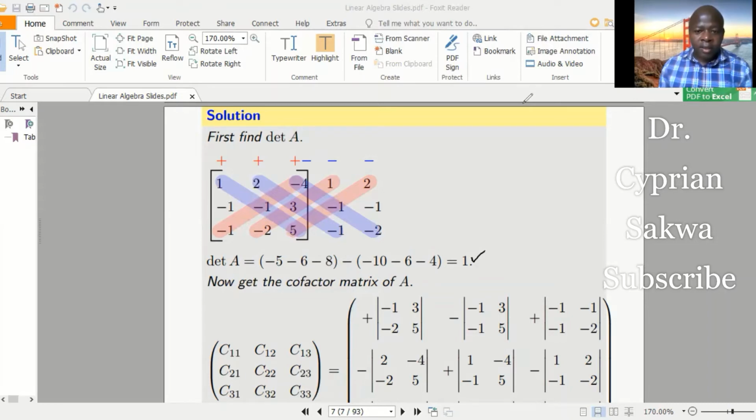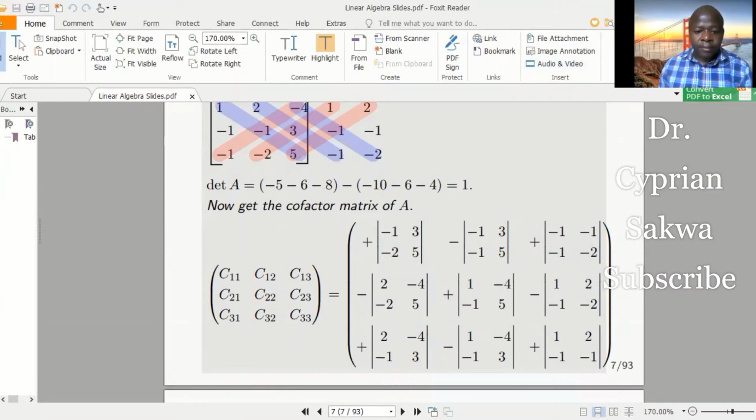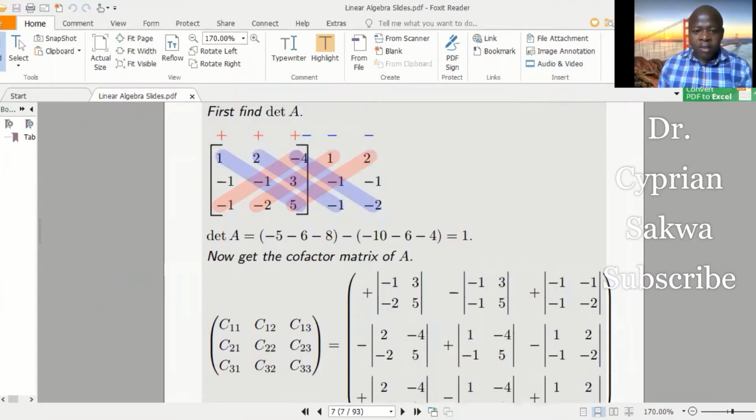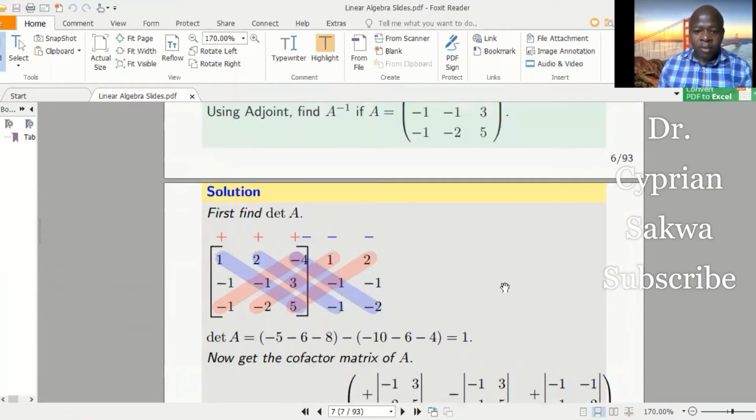And then, after getting the cofactor matrix, I'll find its transpose, and that will give me the adjoint. So the cofactor matrix, let's just remember what our matrix was. It was 1, 2, -4, -1, -1, 3, -1, -2, 5. So that is the matrix.